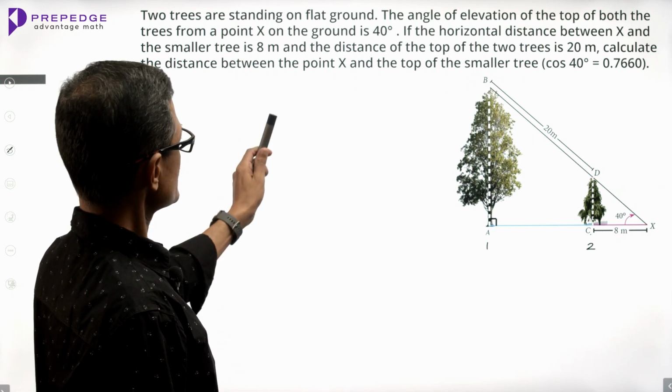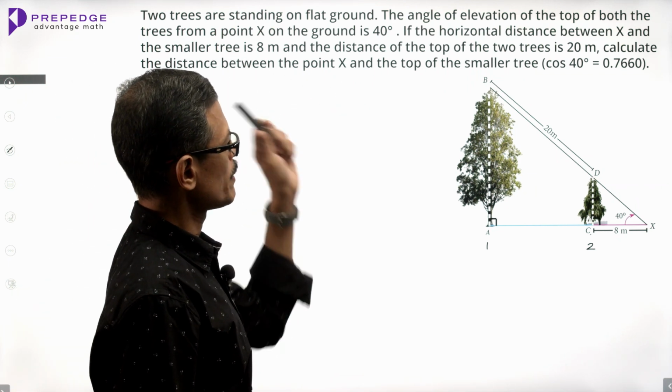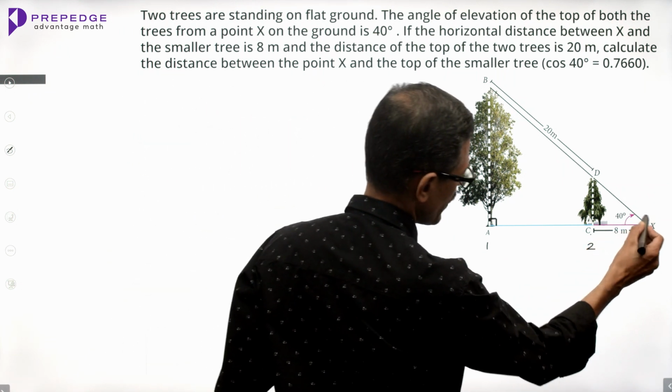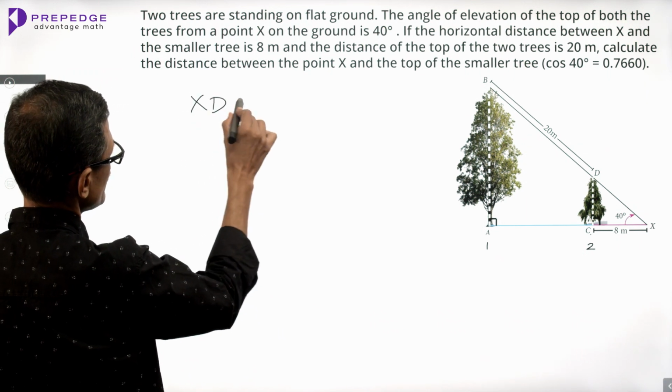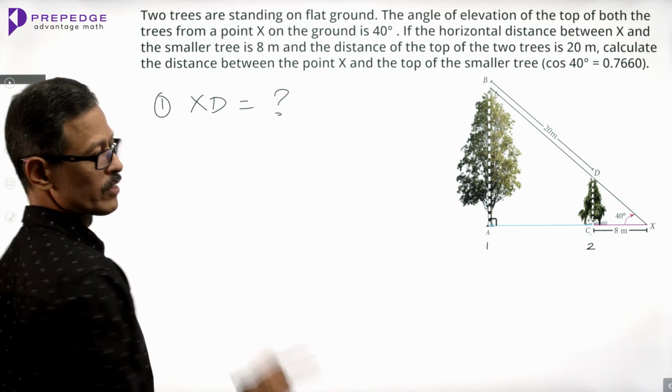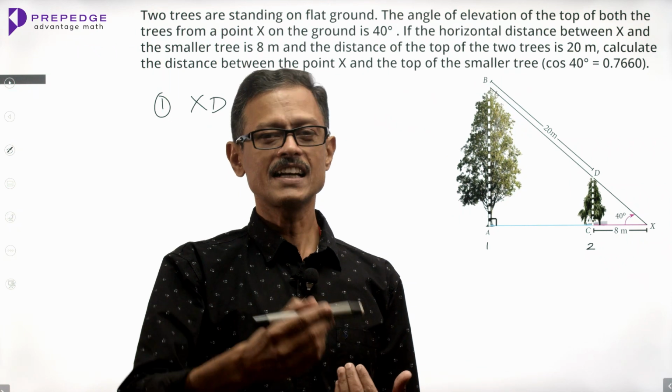Calculate the distance between the point X and the top of the smaller tree. That is the first question: they have asked for XD, the distance between point X and the top of the smaller tree. That is question number 1. There is another question, which we will see next.